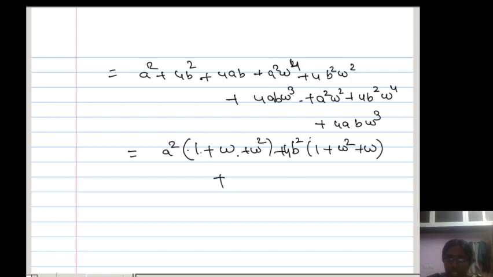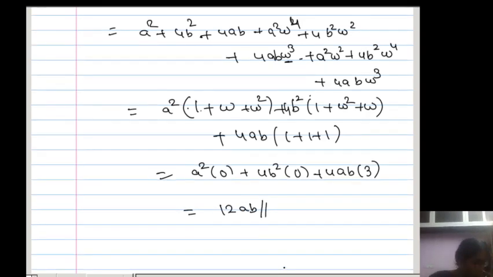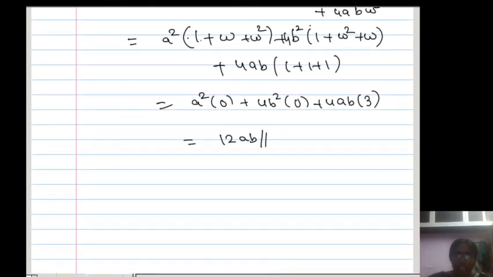Next, similarly 4ab you can take common. 4ab omega cube is 1 only. So I can write 1 plus 1 plus 1. So this value is 0. a square into 0 plus 4b square into 0 plus 4ab into 3. So your answer is 12ab. Understood? Yeah. So will you do the remaining things?